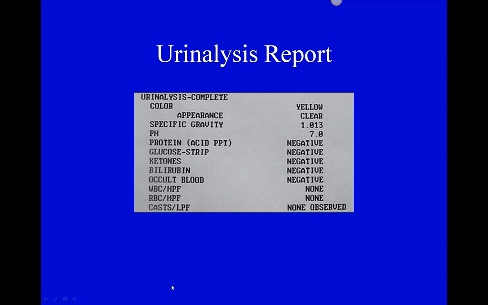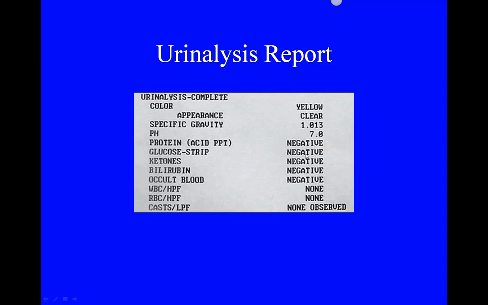Here is another urinalysis report. Let's see if we can figure out what's wrong with this person then. Their appearance was clear. Their color was yellow. Those were normal. Specific gravity is within its normal range. The pH is on the upper end of normal, but it's still normal.